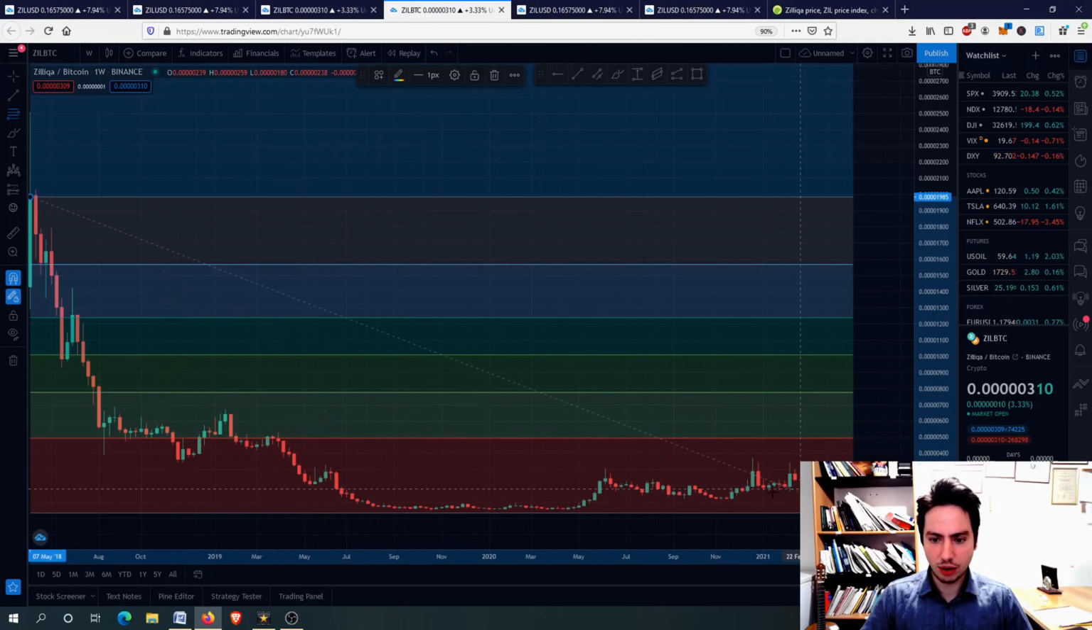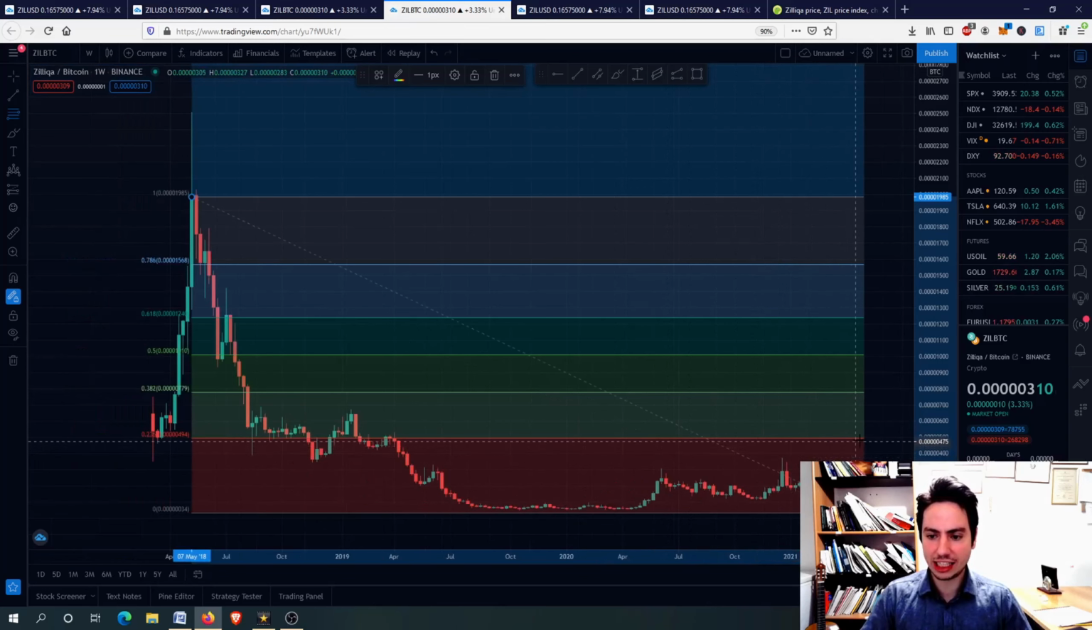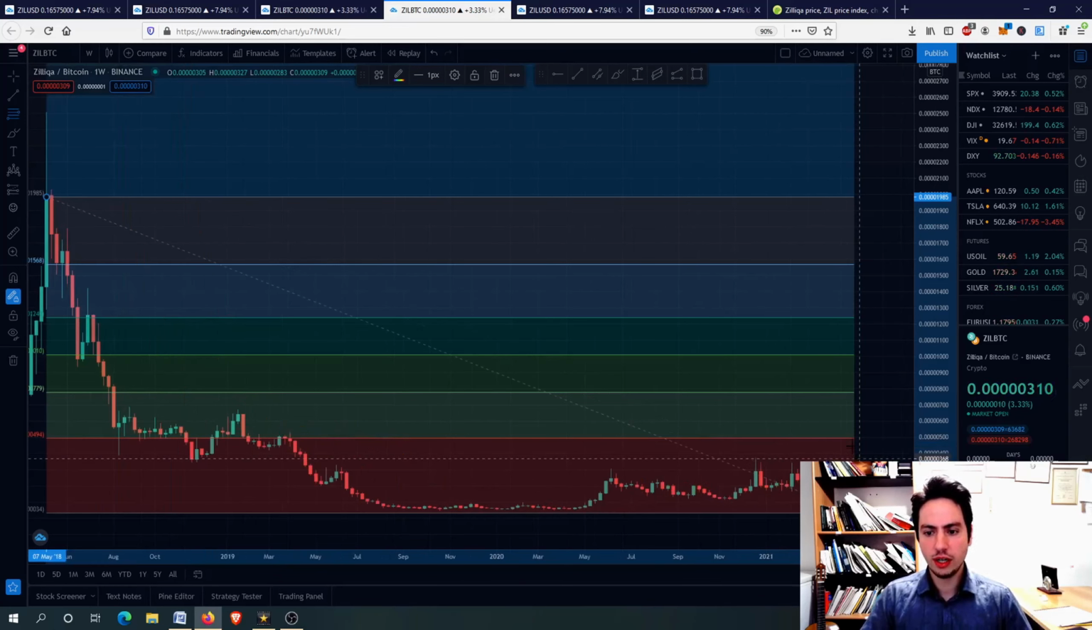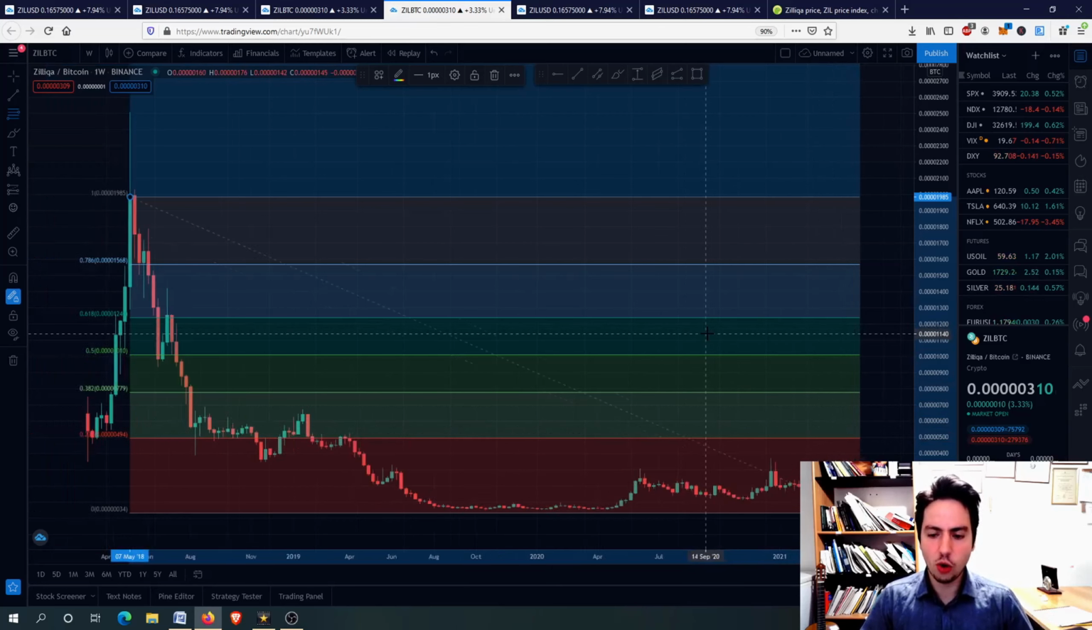So here now, this is the key. We are moving a bit sideways and a bit upwards. I expect ZIL against BTC in the weekly frame to hit this Fibonacci level. However, we need to be patient and wait for it to hit. If we go even further than this, then this will be great news for ZIL. So we need to be patient.